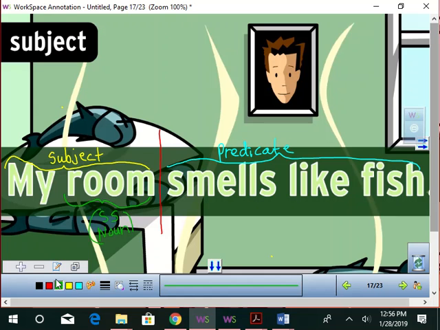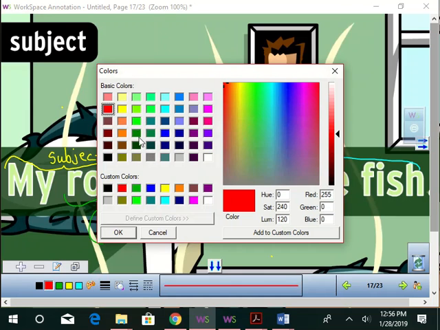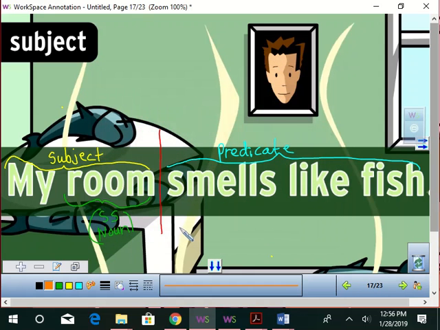Who can tell me what the simple predicate is? Let's see, I've got to change my color up here. I'll go with an orange. Who can tell me what the simple predicate is? First of all, where are you going to look for it? On the predicate side. Simple predicate: smells. So right here, this is going to be the simple predicate, and it's going to be what?